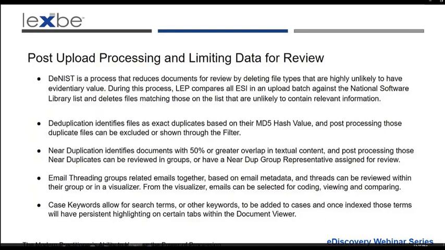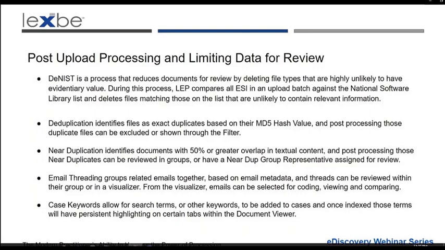Deduplication is a process that identifies files as exact duplicates based on their MD5 hash value. And post-processing, those duplicate files can be excluded or shown through the filter. Near duplication identifies documents with a 50% or greater overlap in the textual content, and post-processing, those near duplicates can be reviewed in groups or have a near dupe group representative assigned for review.